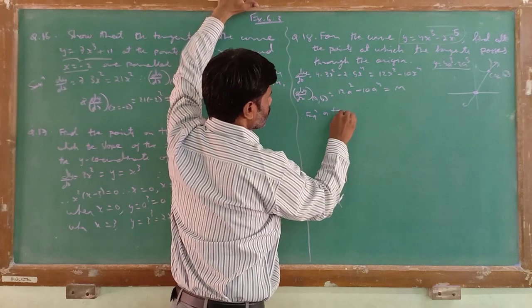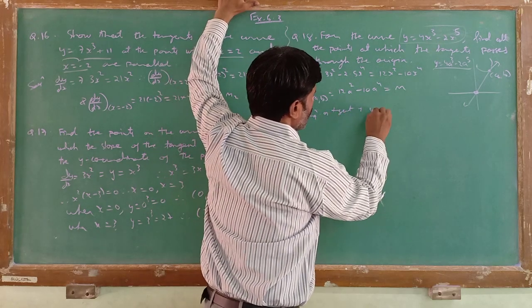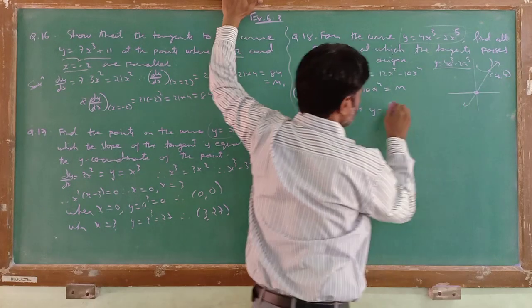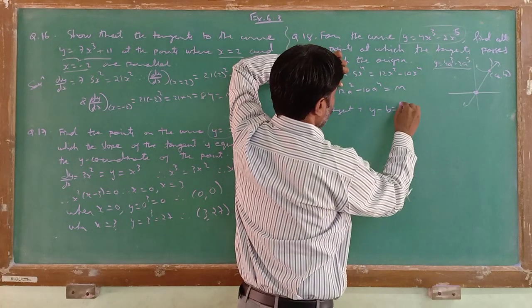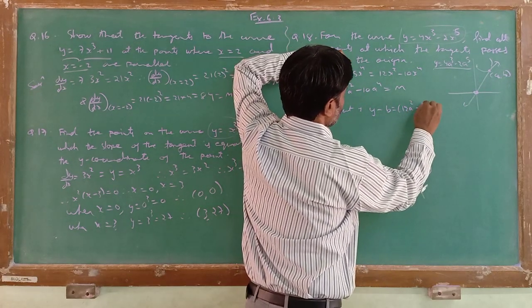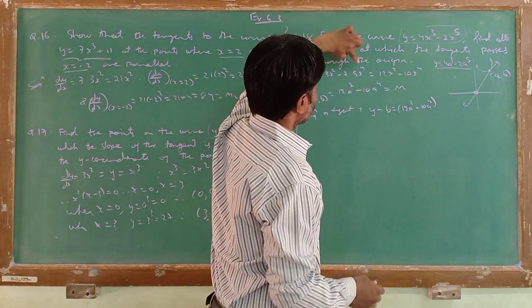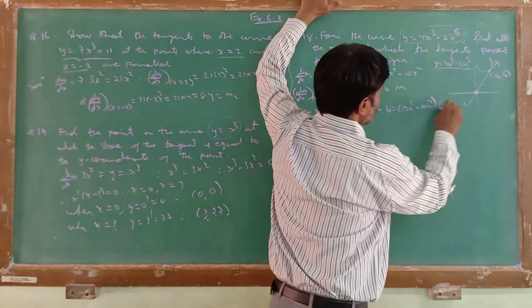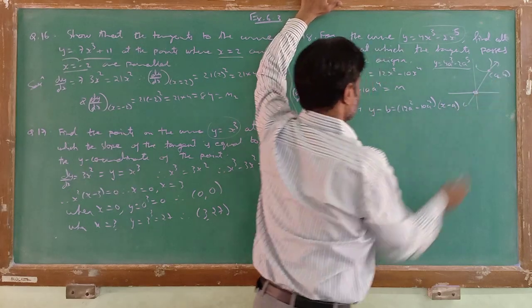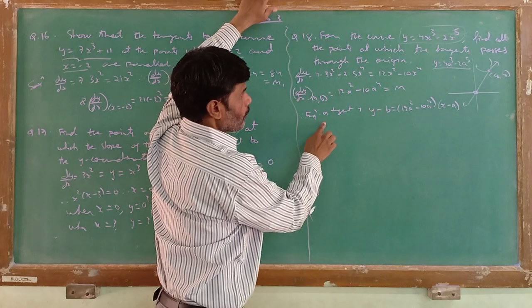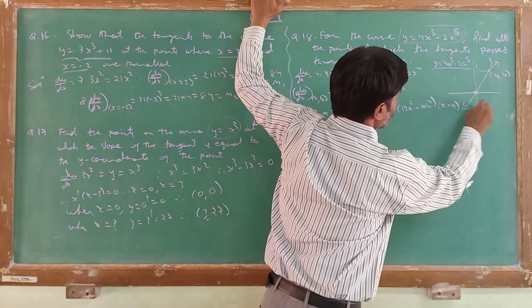Equation of tangent is y minus y1, that is b, is equal to m. m means 12a square minus 10a raised to 4, into x minus x1, that is a. Now this tangent, give it equation number 1.